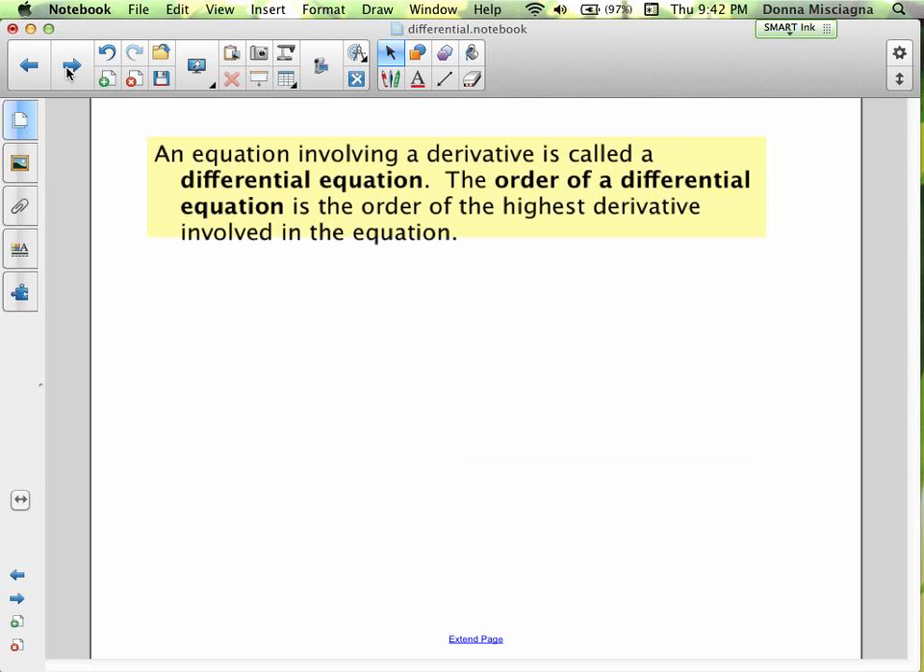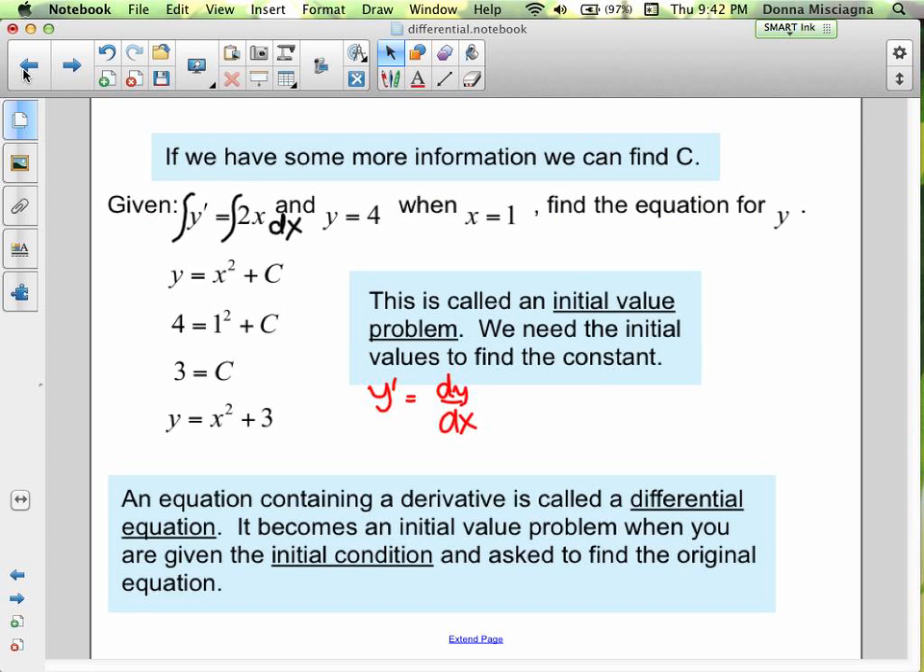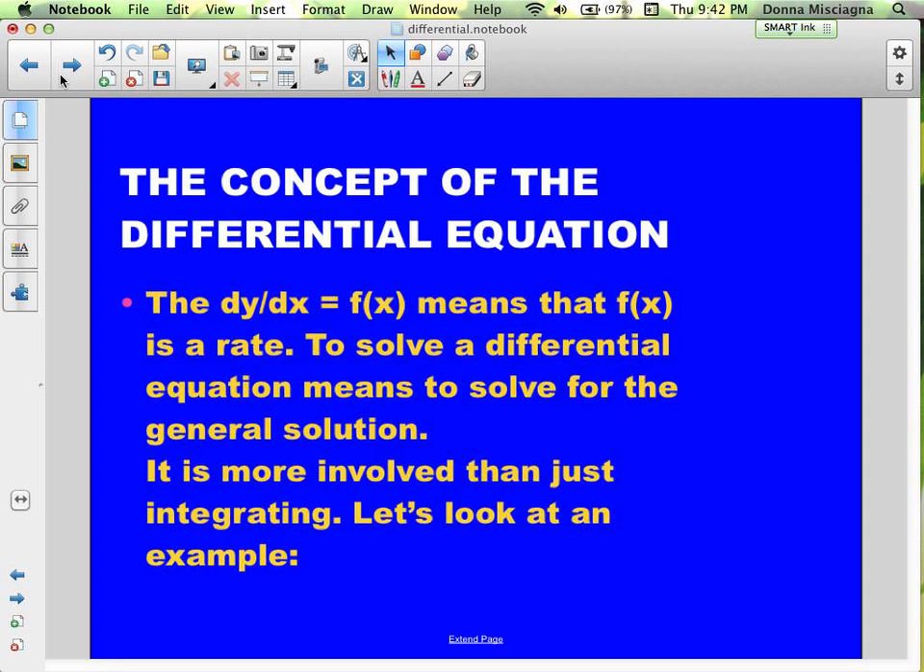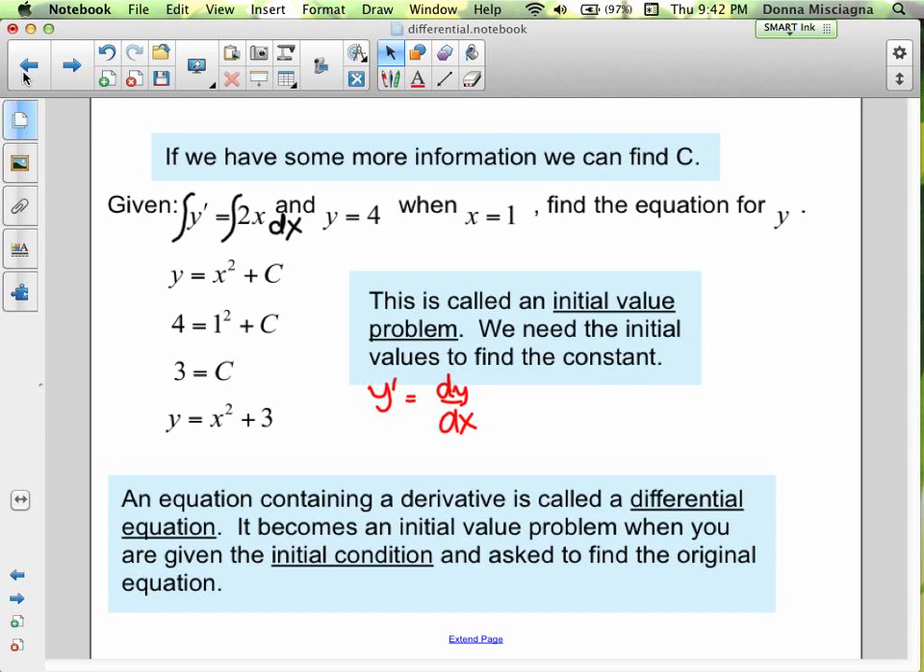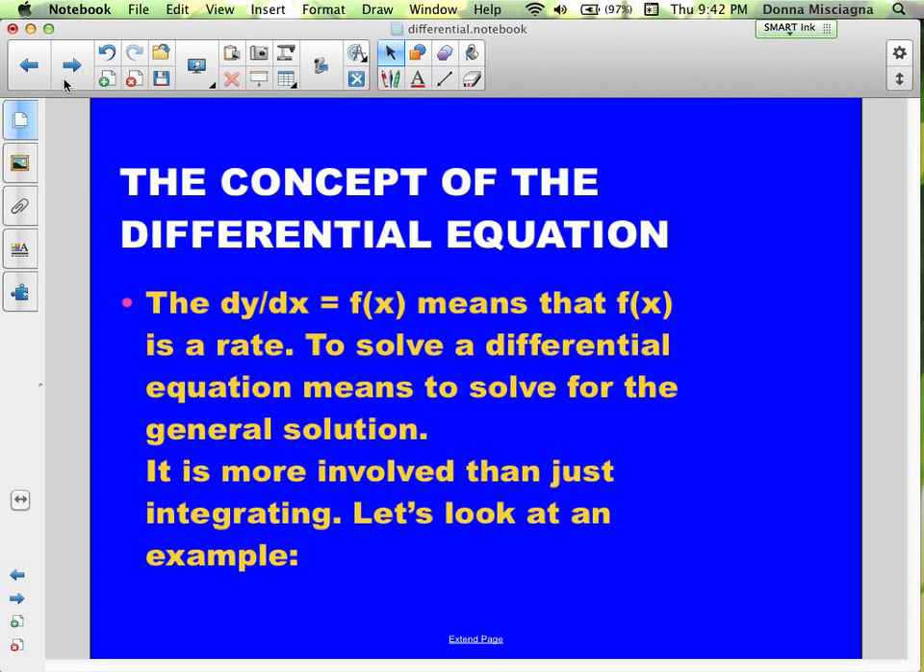So an equation involving a derivative is called a differential equation. The order of a differential equation is the order of the highest derivative involved in the equation. So this right here was first order because it was the first derivative, not first power, first derivative. You could have a second derivative.